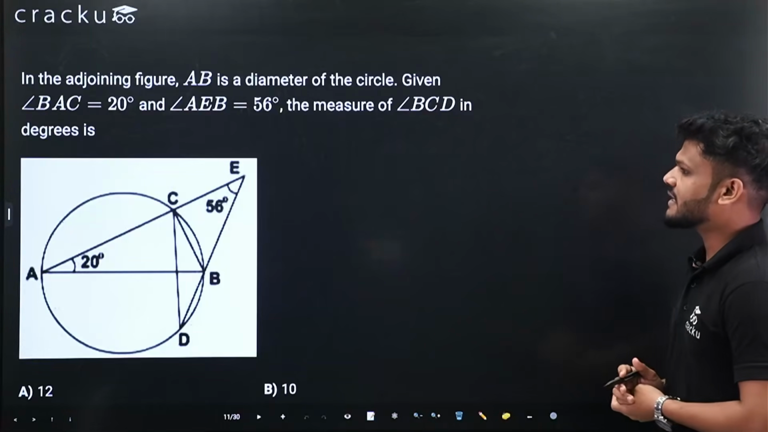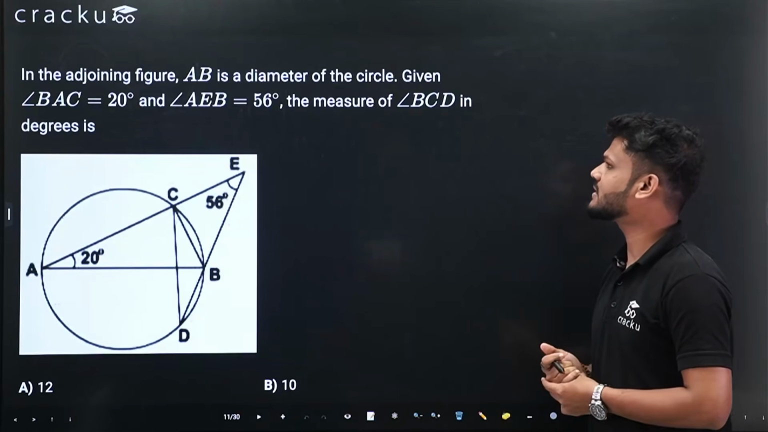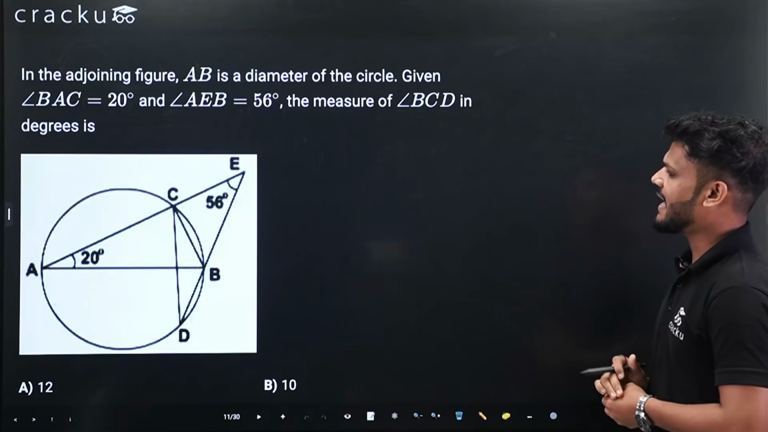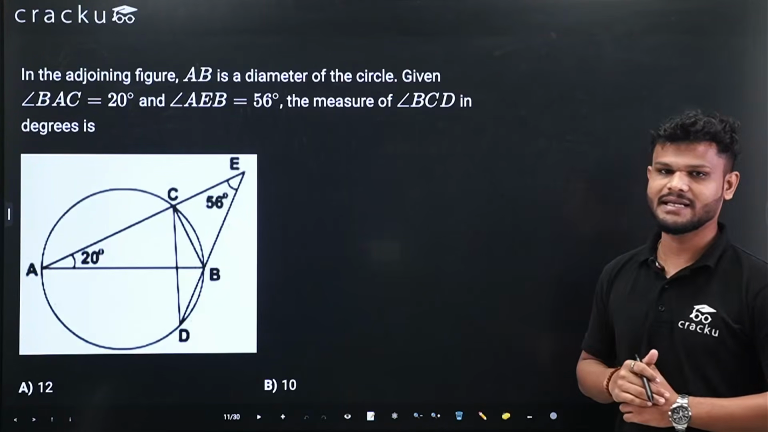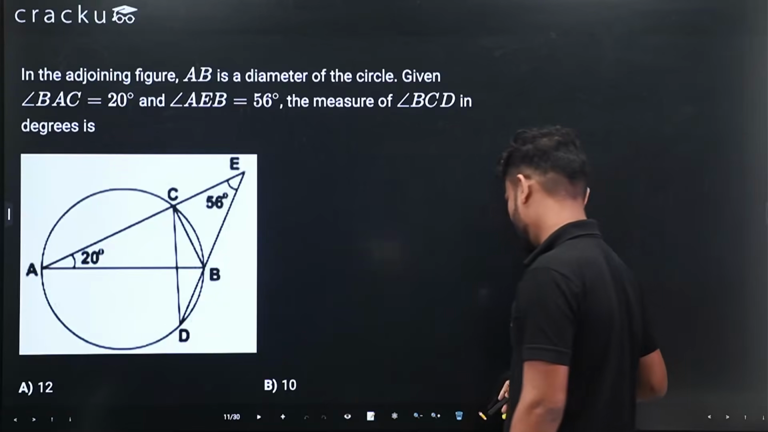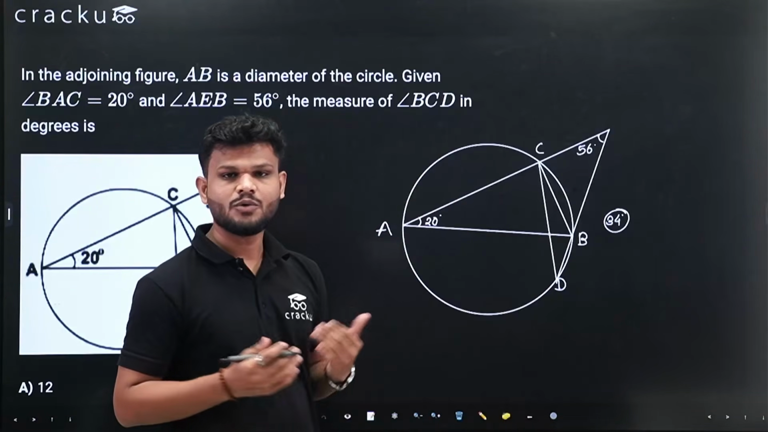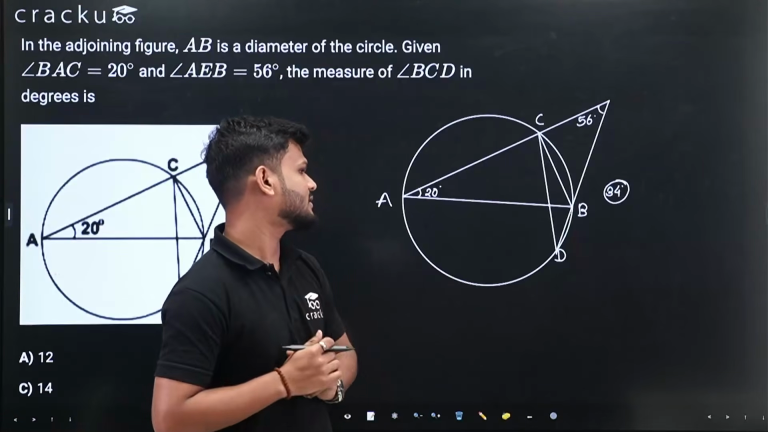In this question we are asked, in the adjoining figure, AB is a diameter of the circle, given BAC is 20 degree and AEB is 56 degree. What is the measure of angle BCD? Let us first draw the figure. Now this is the diagram given to us. Now how can we proceed further?